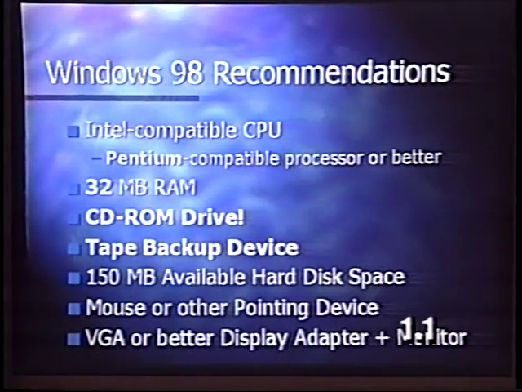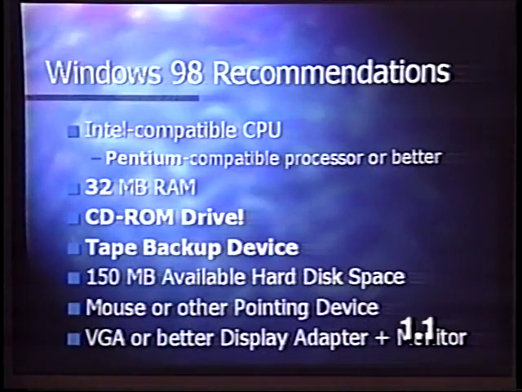Also, you really should have a CD-ROM drive. Trying to install Windows 98 from diskette, although it's possible, takes a very long time. It's very tedious. It's a lot faster and a lot more fun to use a CD-ROM. Most machines sold today do come with that. You're also going to want to have a tape backup device so you can back up all of your important files after you've been working with Windows 98. Windows 98 supports a wide variety of tape backup devices.